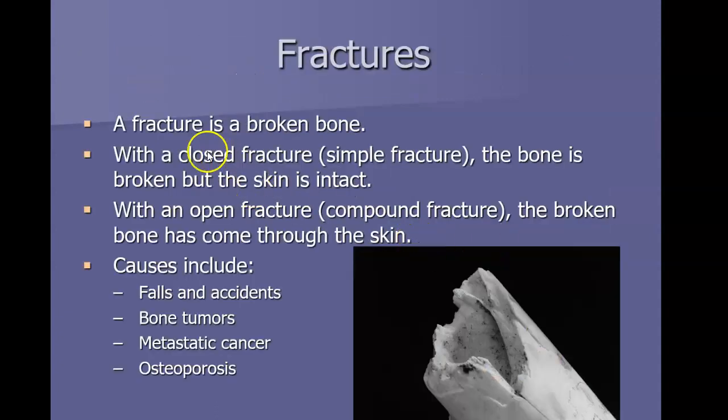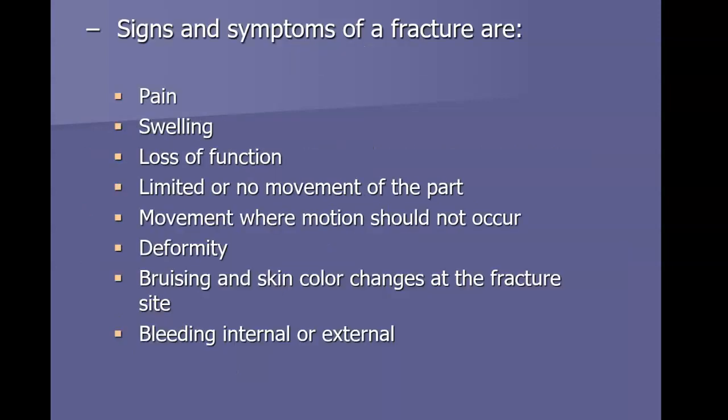Now, fractures. A fracture is a broken bone. There's closed fractures or a simple fracture where the bone's broken but the skin is still intact, or an open fracture or compound fracture where the bone has actually come through the skin. And this happens from falls, car accidents, bone tumors, metastatic cancer. Osteoporosis can do this, where the bones are just becoming weaker.